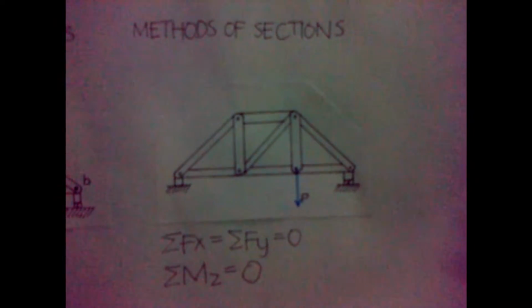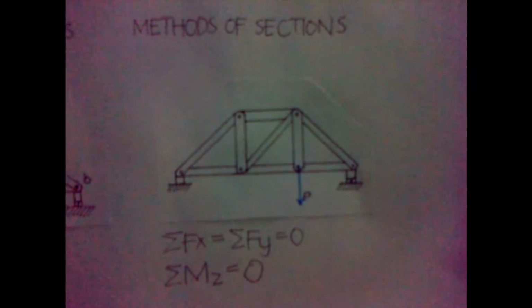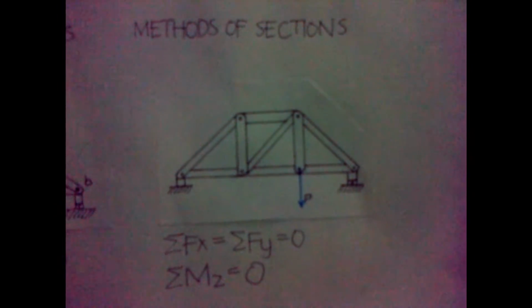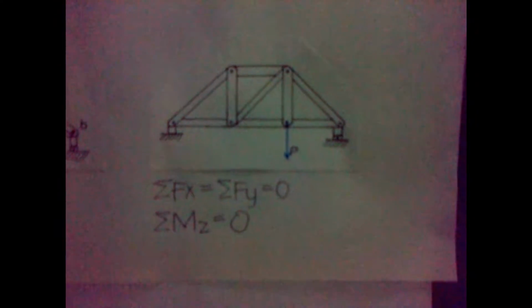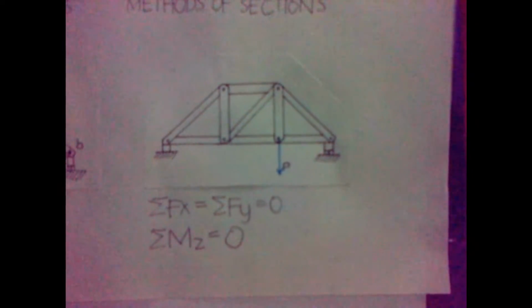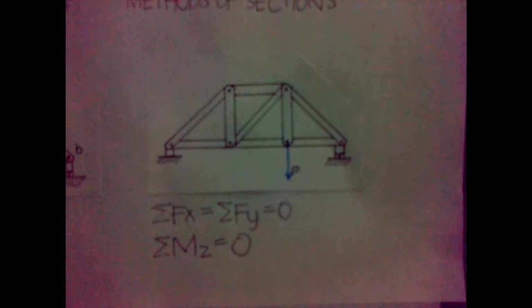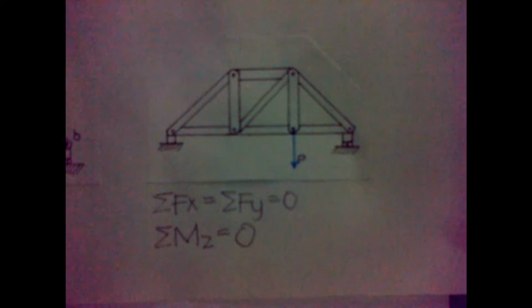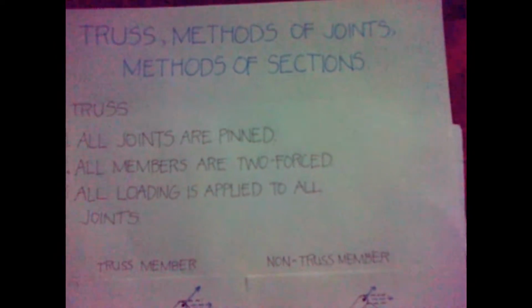Remember to solve for the support loads first, since they will be needed in most problems to determine the cut member loads. The basic equations for each section are the summation of Fx equals the summation of Fy equals 0, and the summation of Mz equals 0. That's all for the truss, method of joints, and method of sections.